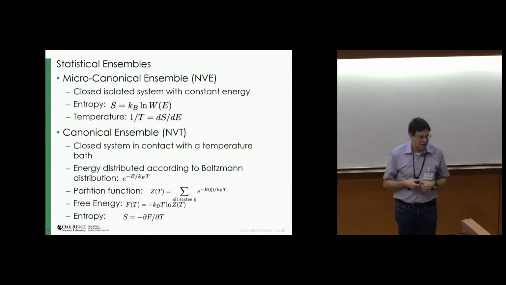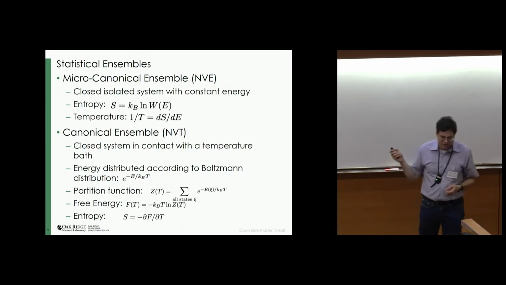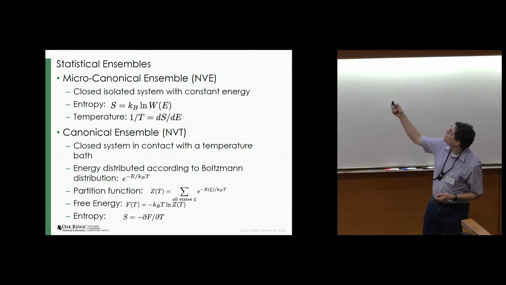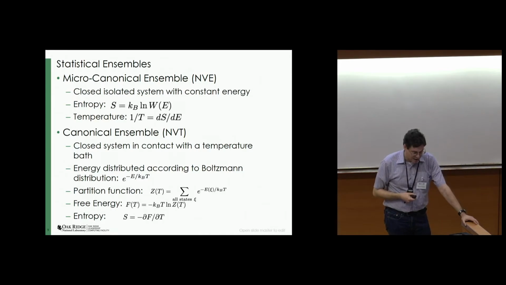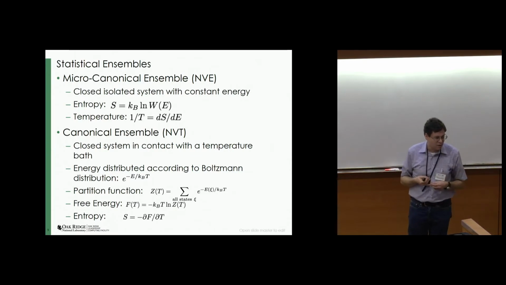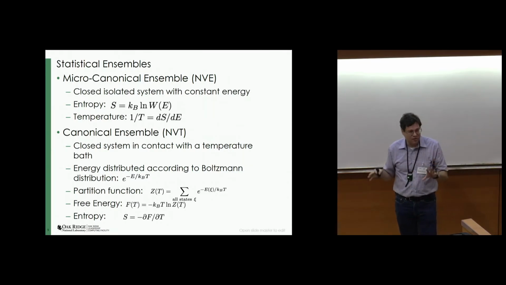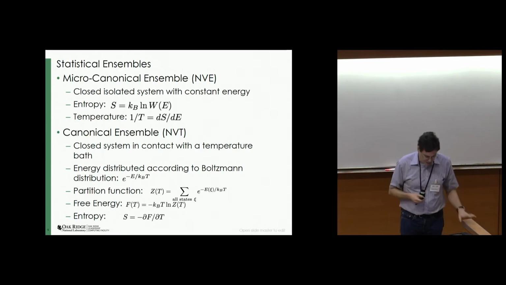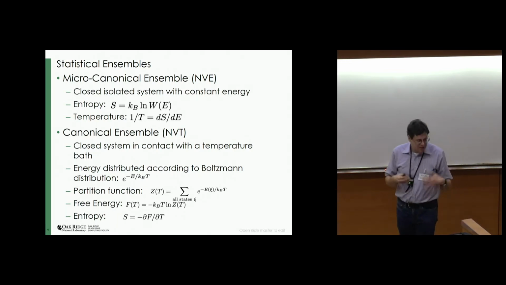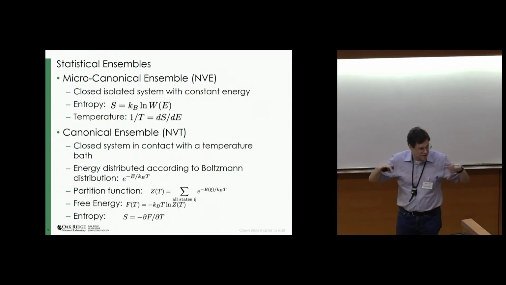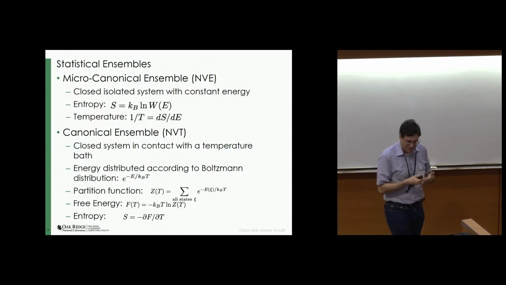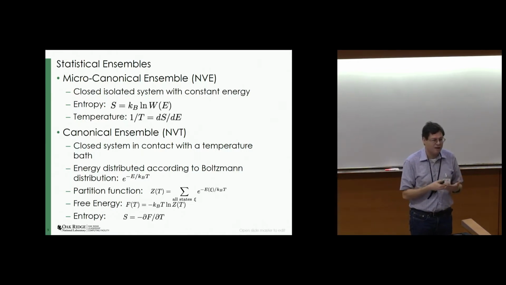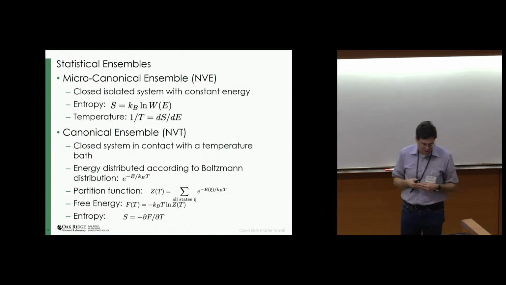In this description, temperature is actually a derived variable, and it's basically related to the slope of the microcanonical entropy. More commonly, physicists think in terms of the canonical ensemble, or, if the particle number is not conserved, which we're not going to talk about here, the grand canonical ensemble. There we have a system that is not totally insulated from the environment, but has some energy exchange by being connected to a heat bath.